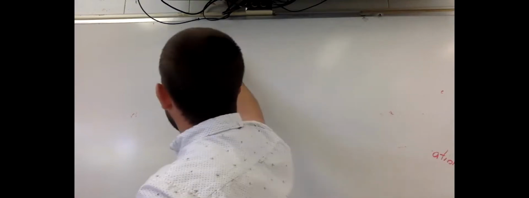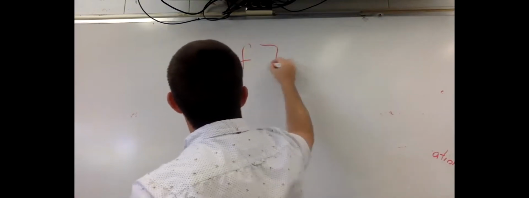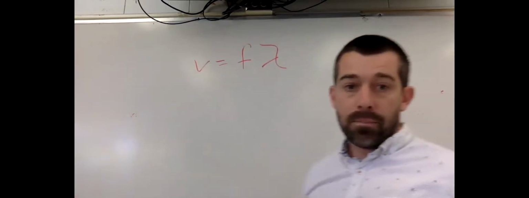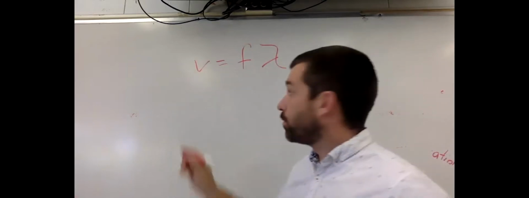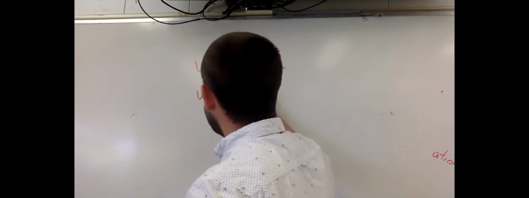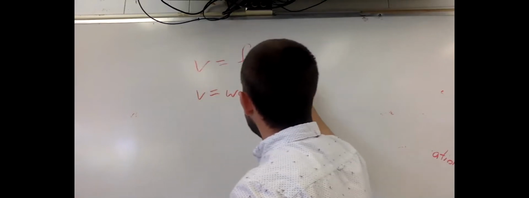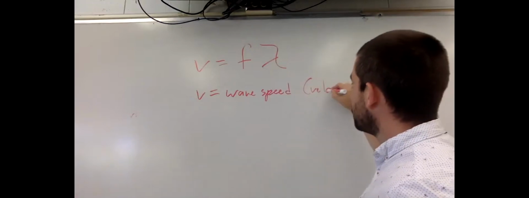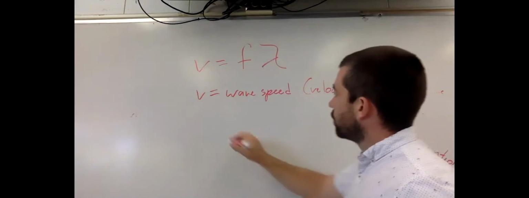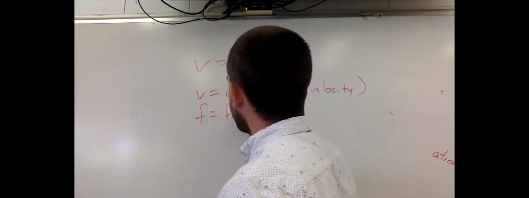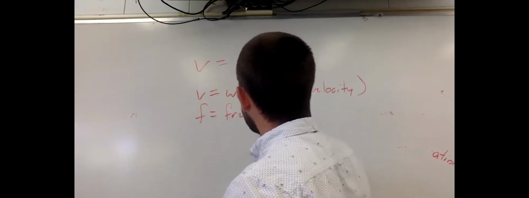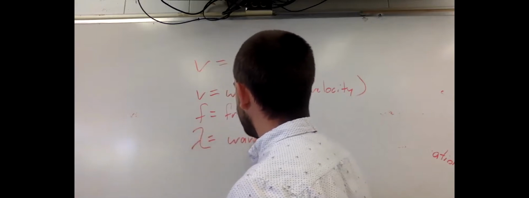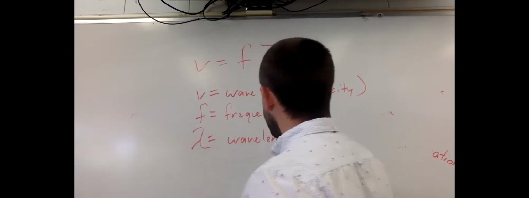So the last thing we're going to talk about is this. All right, V equals F times lambda. V is the wave speed, or I believe it says on a lot of the questions, the velocity. F is the frequency, and lambda is the wavelength.